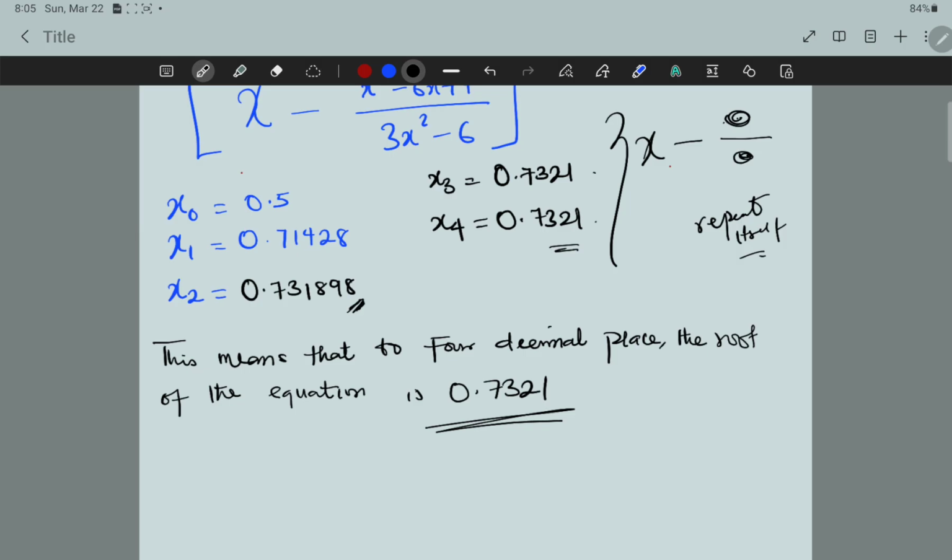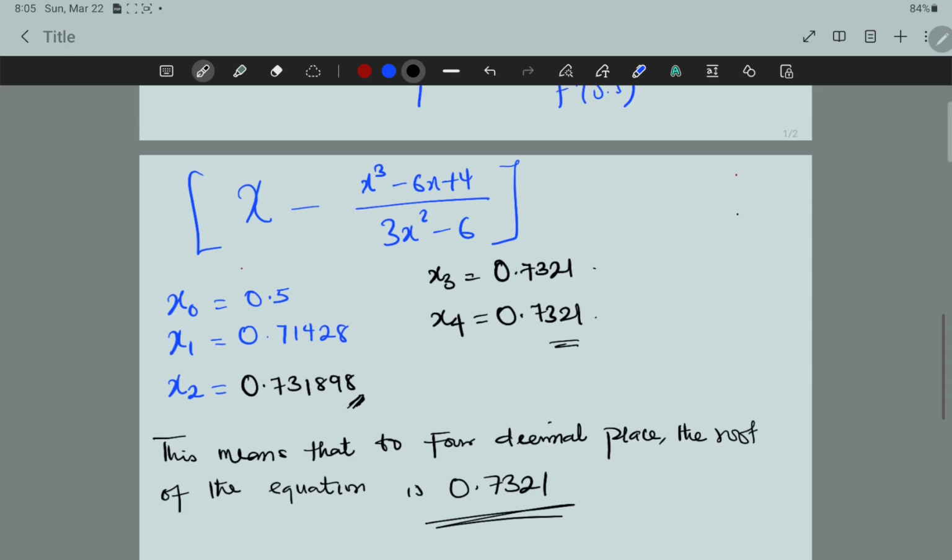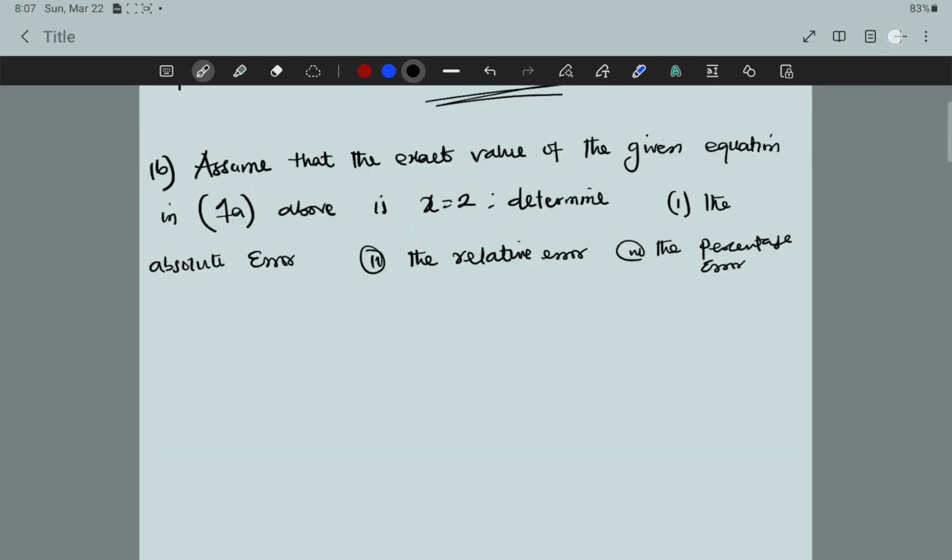Whenever you keep copying and your answer repeats itself, that is the answer. Is that okay? All right. So that is that about number 1. Then we move to number 2.